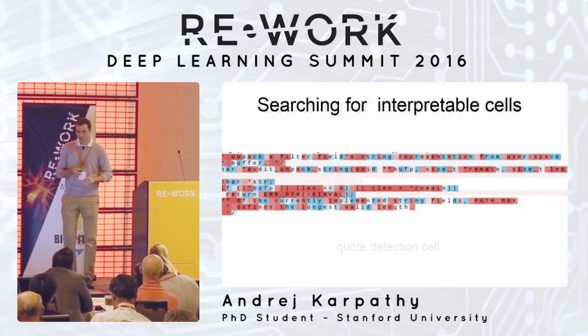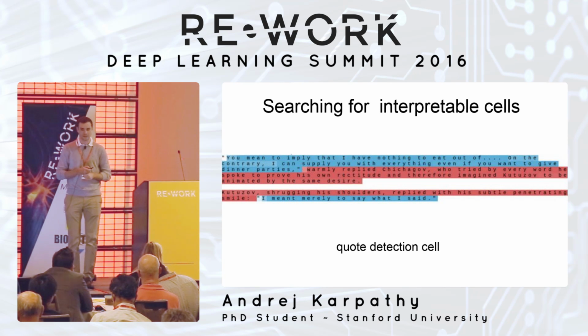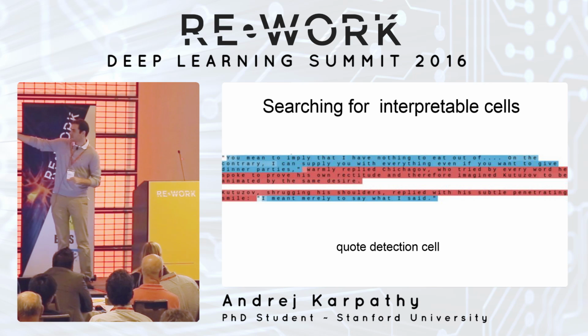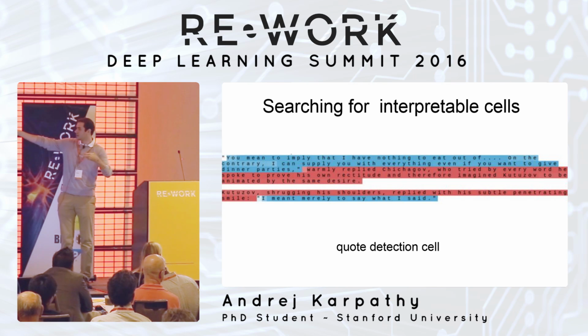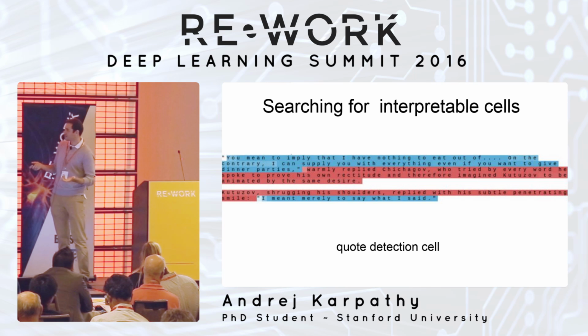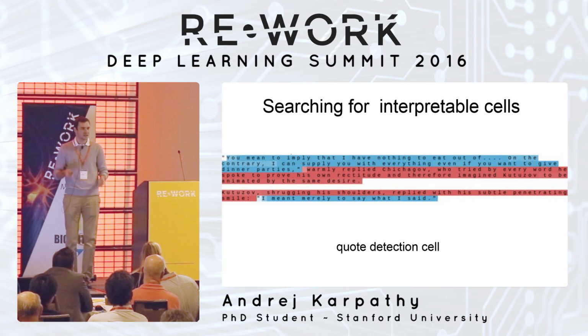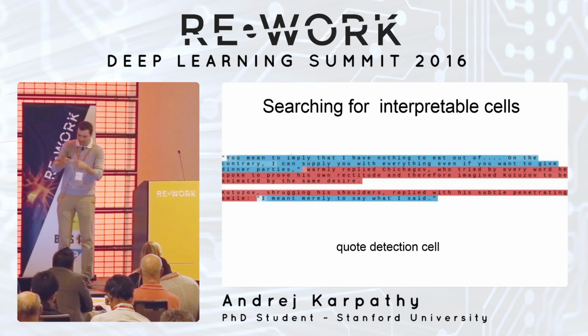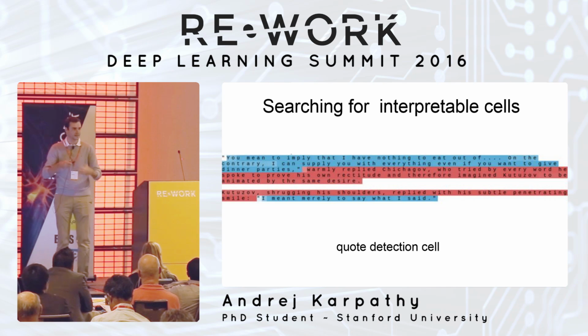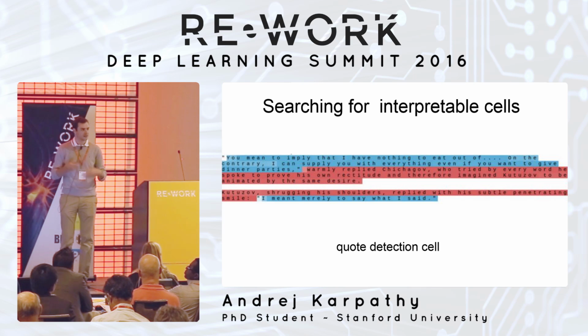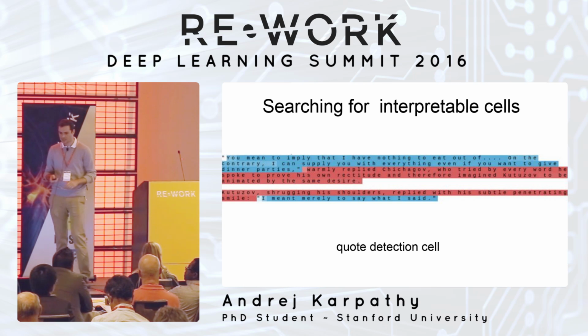For example, we found a quote detection cell in the RNN. It basically is off, but then when it sees a quote, it turns on, and then it stays on until the quote ends. What's remarkable about this is that we, of course, didn't specify this, but in the process of the RNN trying to predict the next character, it has decided that it's useful to allocate some space in its hidden state to keeping track of the quotes. And so it just develops this little algorithm internally through backpropagation.